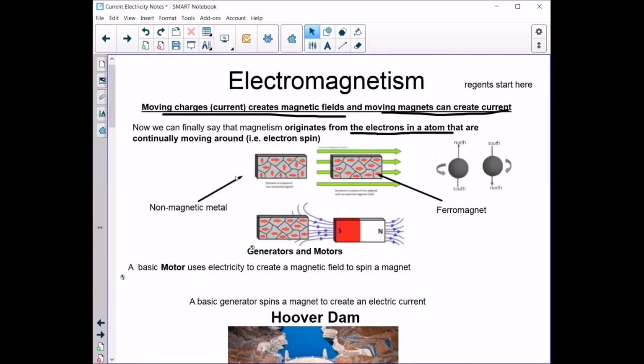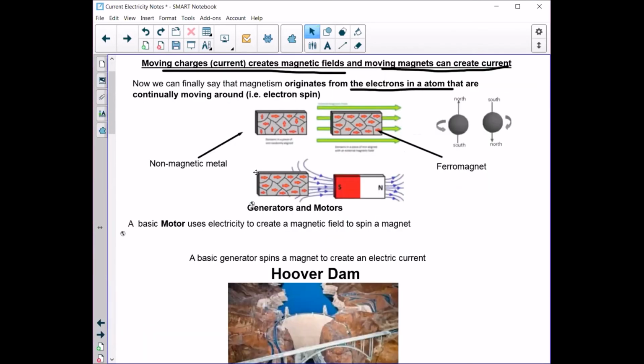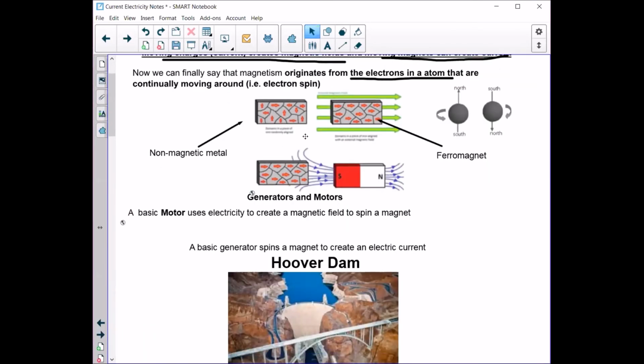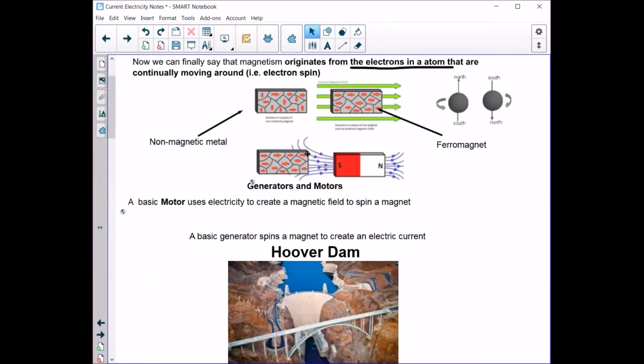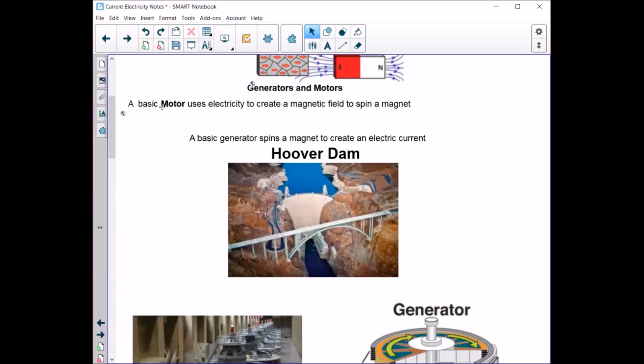Okay, so because we now understand that it's the result of electrons and moving charges that create magnetic fields, we can talk about how generators and motors work. So the first one is a motor. A motor uses electricity.